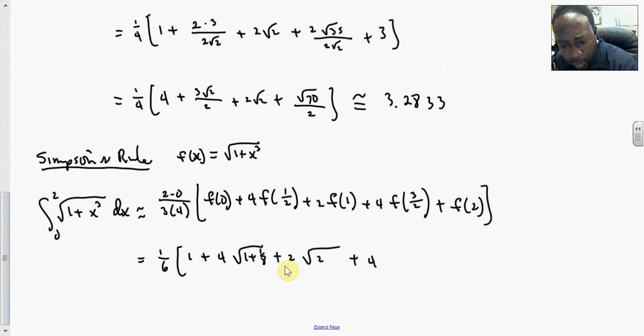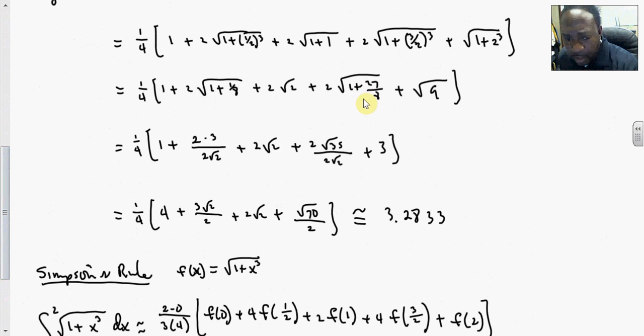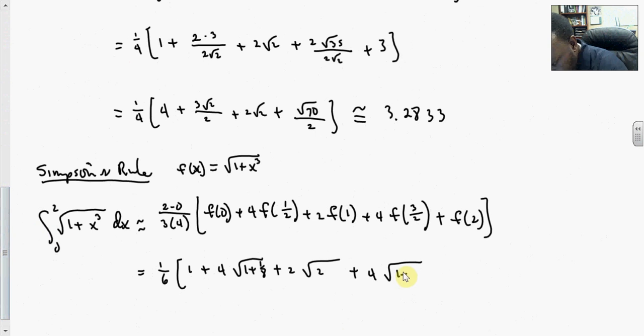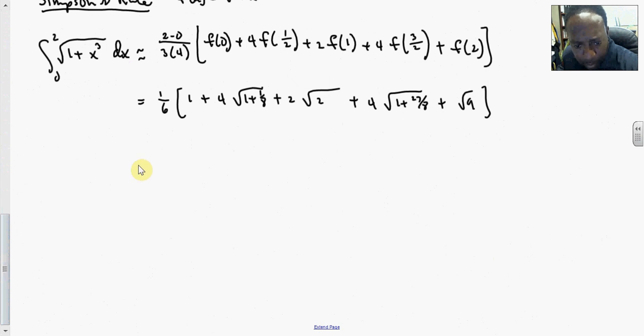plus 4 times the square root of 1 plus 27 over 8, and then plus the square root of 9. So this is 1 sixth. 1 plus 3 is 4. Plus, we simplified that guy before, so this is 4. This is 9. 8 plus 1 is 9, so the square root of 9 is 3.